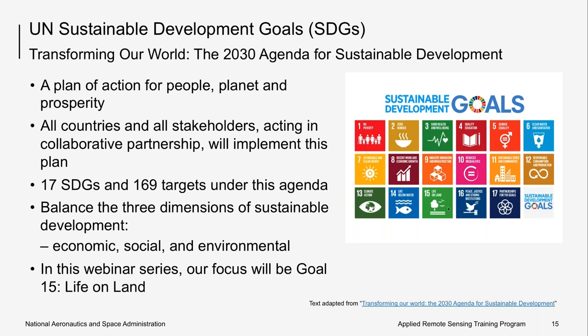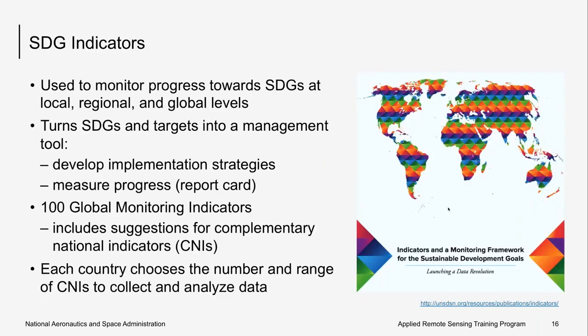So this webinar series will focus specifically on Goal 15, Life on Land, and within that targets 15.1 and 15.3 and the associated indicators. So you may be asking yourself, what are indicators? Indicators will be the backbone of the monitoring progress towards the SDGs at the local, national, regional, and global levels. A sound indicator framework will turn the SDGs and their targets into management tools to help countries develop implementation strategies and allocate resources accordingly, as well as a report card to measure the progress towards sustainable development.